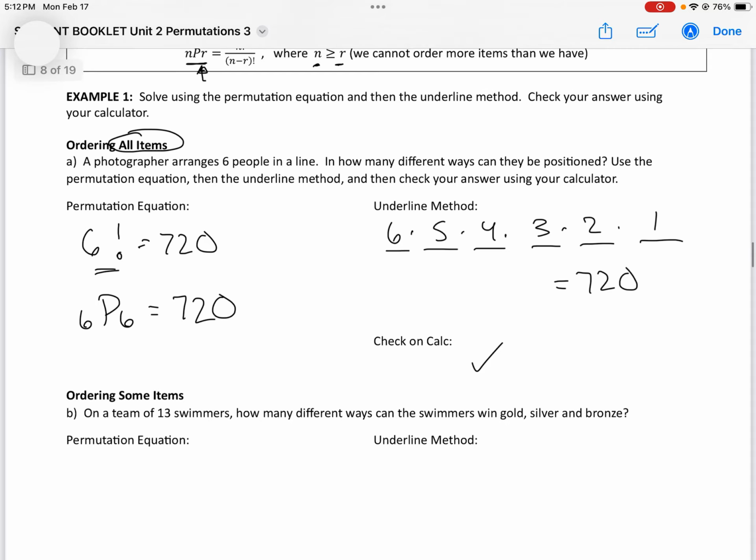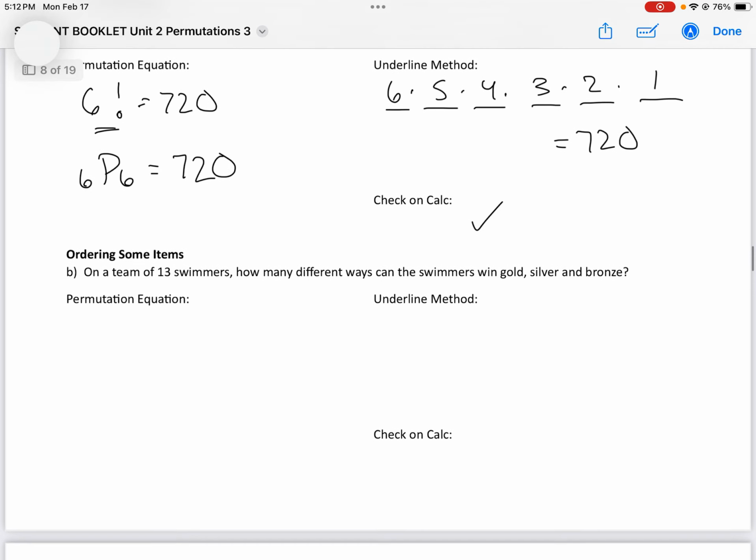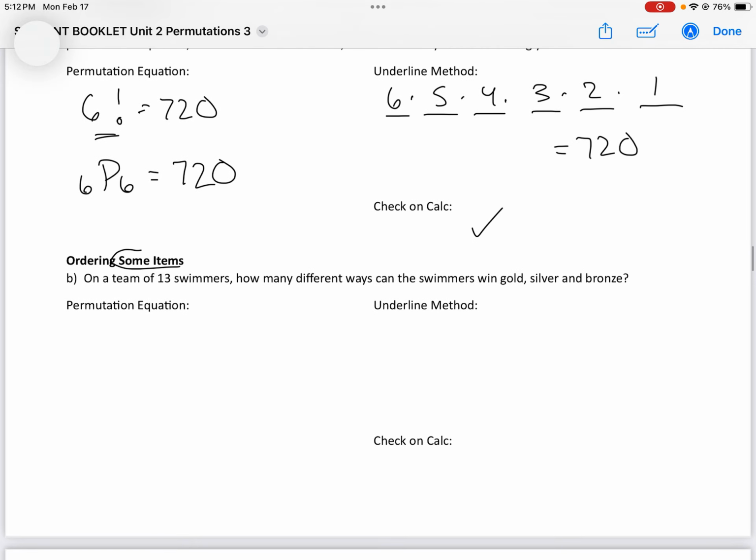That's our 720. Now, this one's a little bit different because it's ordering some items. So, the permutation equation: on a team of 13 swimmers, so we have 13 altogether, how many different ways can the swimmers win gold, silver, bronze? So we're going to order 3 of those individuals. If we do that, we get 1716.